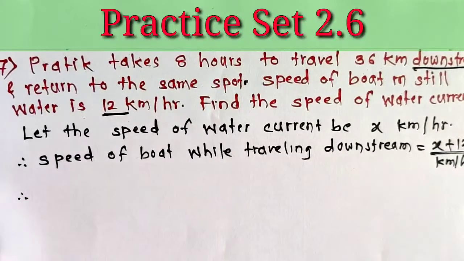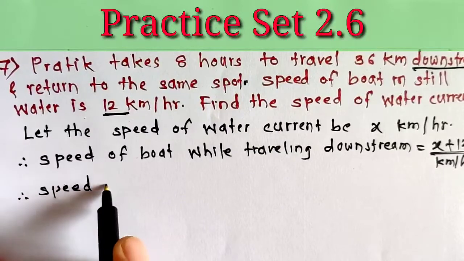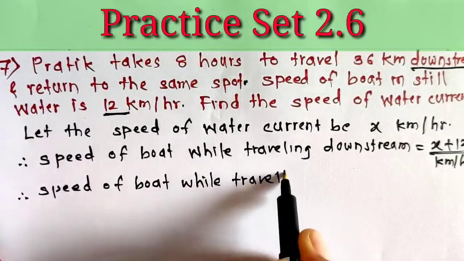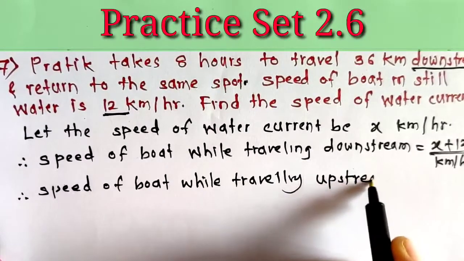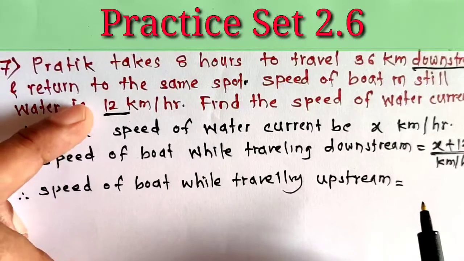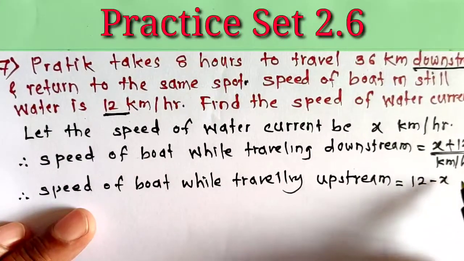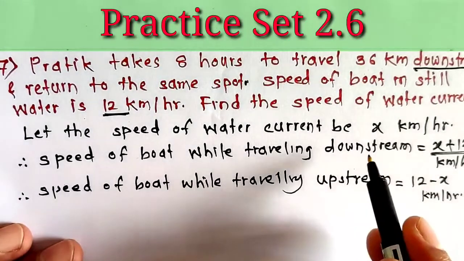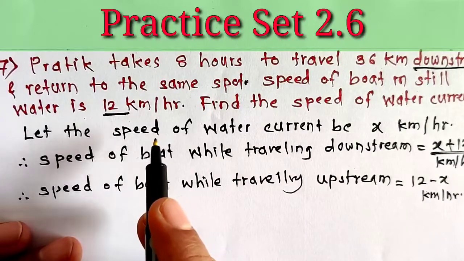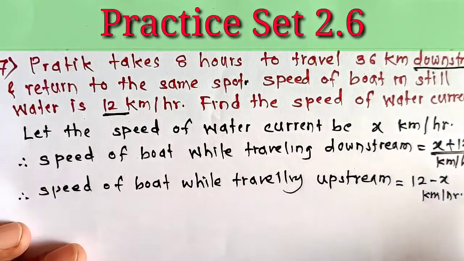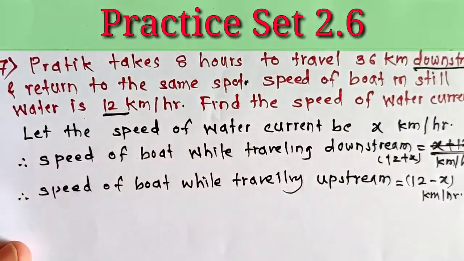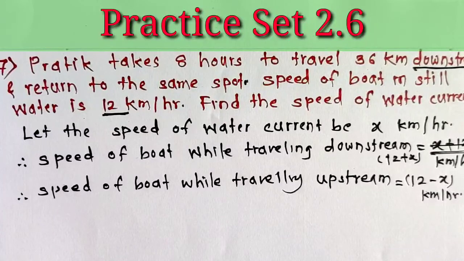Now when it is in the opposite direction, that is upstream, the speed of the boat while traveling upstream is 12 minus x kilometers per hour, because the speed of the current is subtracted from the speed of the boat in still water. Downstream it is x plus 12, or we can write 12 plus x, and upstream 12 minus x. So these are the speeds. So the boat travels 36 kilometers downstream and 36 kilometers upstream.